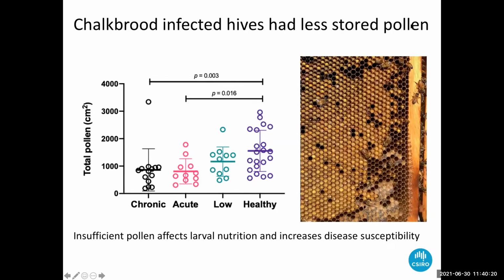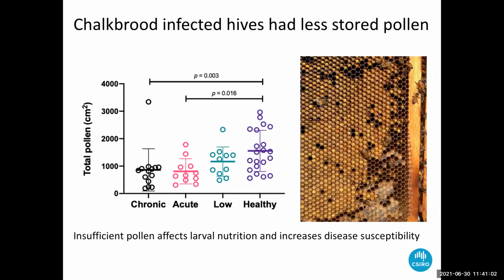We also found that the levels of stored pollen in hives was a key factor for chalkbrood infection. We had taken photos of frames in the brood box and used image analysis software to measure the area of pollen on each frame. What we found was that hives experiencing chronic and acute chalkbrood infections had lower levels of stored pollen compared to the healthy hives, and even compared to hives with only low infections. The more heavily infected hives typically had about 1,000 square centimeters of pollen area, which is roughly 1 full side of a frame.